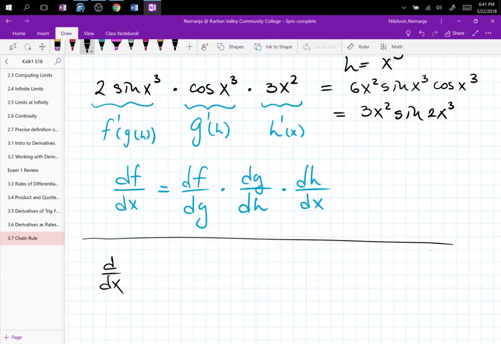What is the derivative of cosine of cosine of cosine of square root of x?